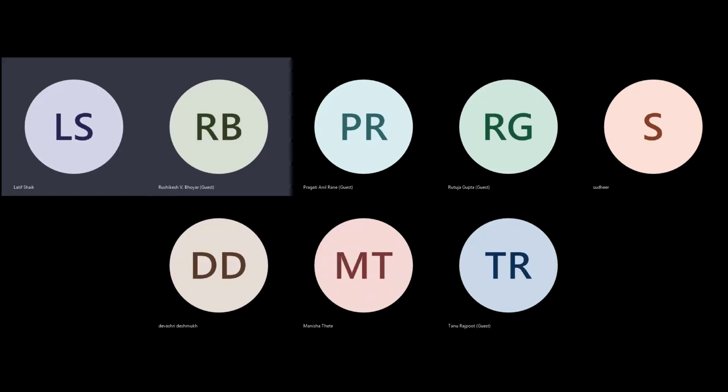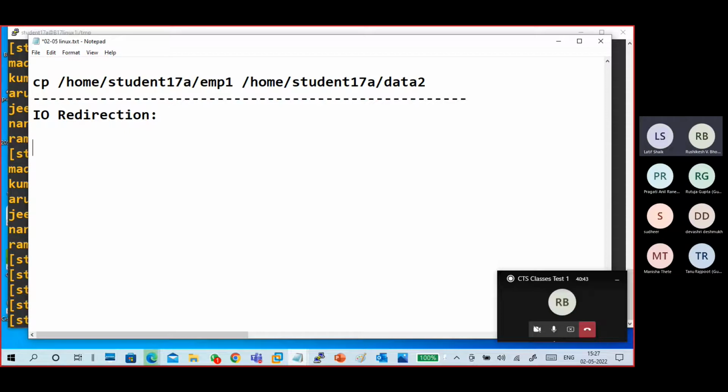What is IO redirection? IO means input, output. I have a command. I want to give input to a command. So like this, this is input redirection. Input file, so this is an input redirection. This is an example: cat from file 1. This is also an input redirection.